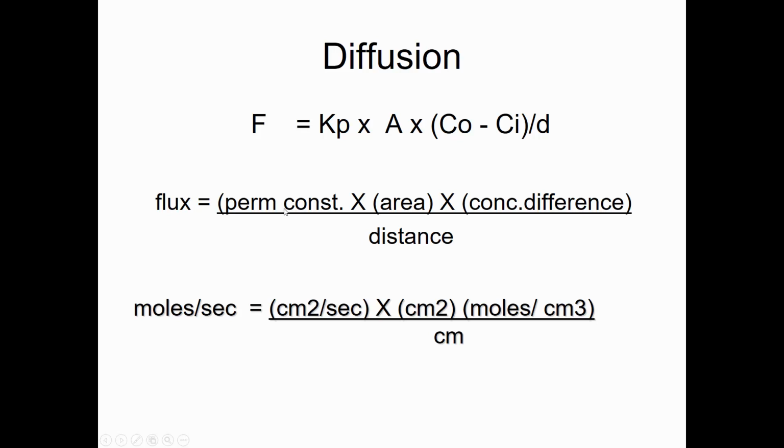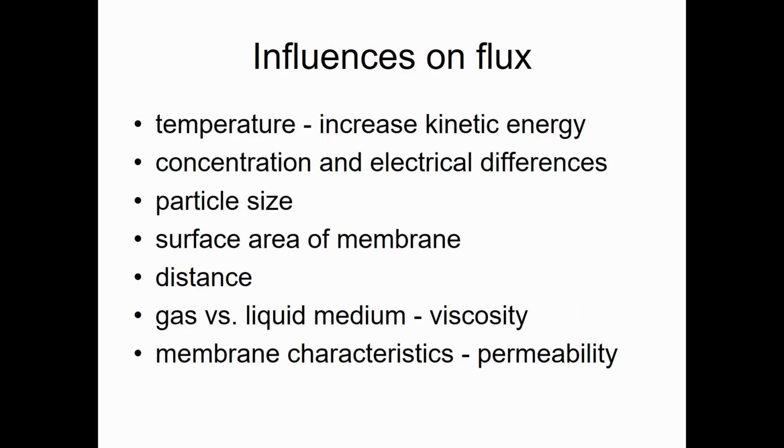So the more permeable, the more soluble something is, the faster it'll diffuse. The bigger the area, the faster it'll diffuse. The bigger the concentration gradient, the faster it'll diffuse. The longer you have to go, the slower the diffusion. Other things that influence the flux: what's the temperature? Higher temperature means more kinetic energy and more collisions.